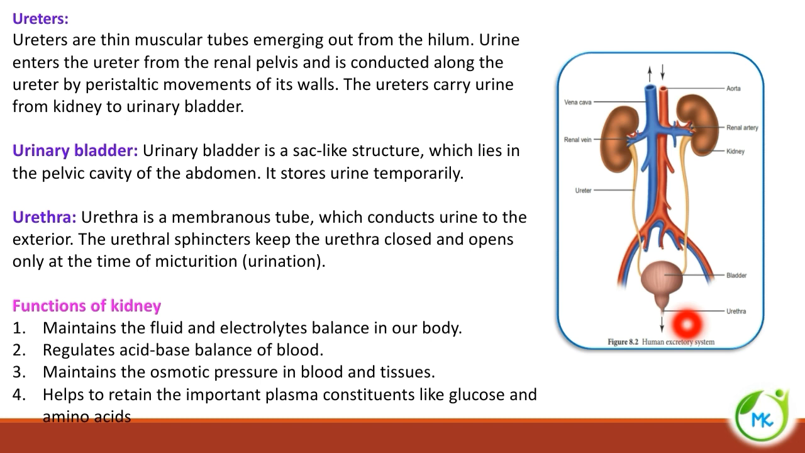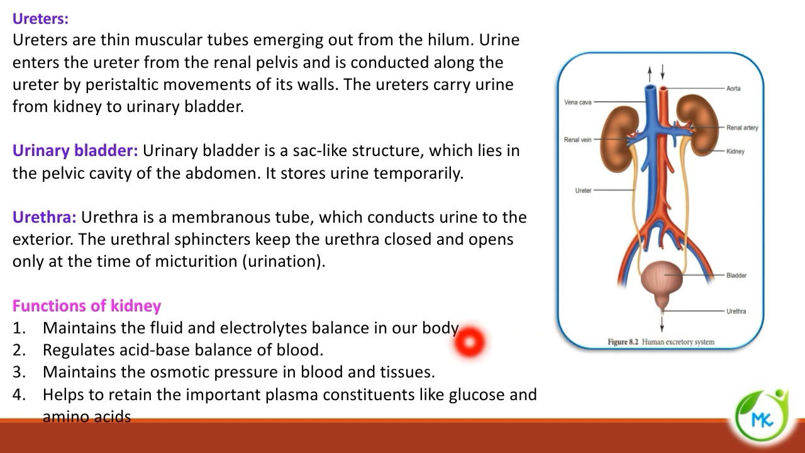The urethral sphincters. There are certain muscles found at this region, the urethral sphincter. It will keep the urethra closed and opens only at the time of micturition. Micturition is nothing but urination. Only when urine is passed out is the urethra open, to send out the urine. At other times, the urethra is kept closed.